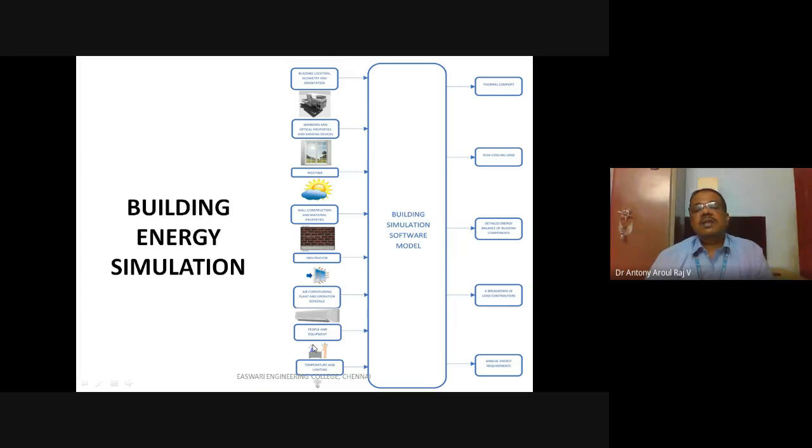So already we have discussed about this. So that also, and the schedule of these people and equipment, that also you have to give. Okay, because we will be switching on the computer and switching on the lights in an office only for a specific time. That specific time is called a schedule. So that we have to give it.